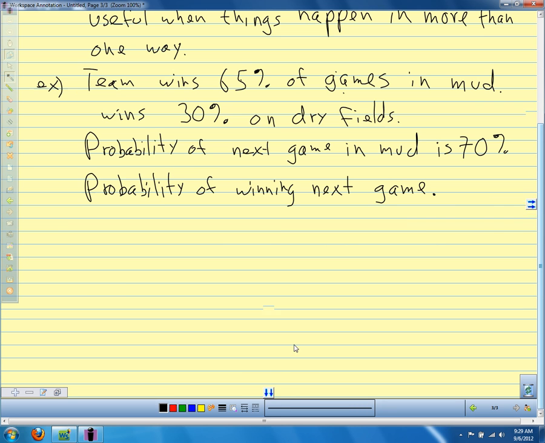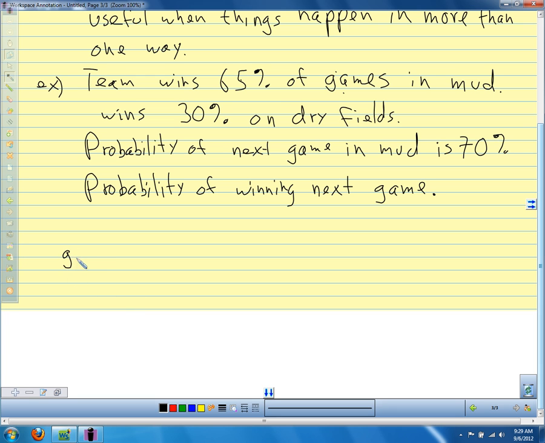So here is our diagram. We know that they're going to play a game. It can either be in mud or on a dry field. What does the problem tell us the probability of the next game being in the mud is? 70%. So I draw a branch there, and I'm going to label that 70% or as a decimal 0.7. We're only talking about two ways that it can play a game. The team can play a game on a muddy field or a dry field. There aren't any other kinds of fields. So what is the probability that the team plays on a dry field? 30%. They have to add up to 100%. So our branches for our possibilities always have to add up to 100%.